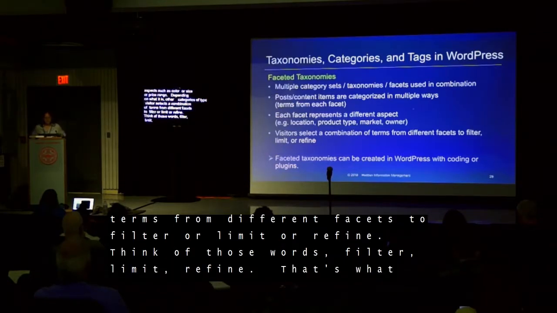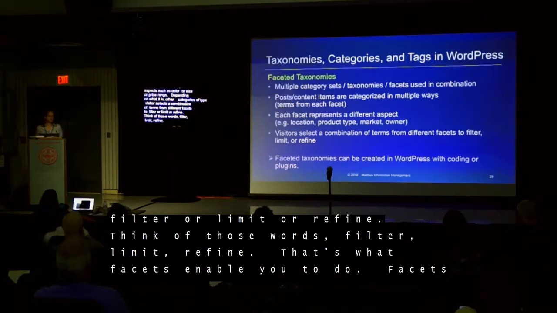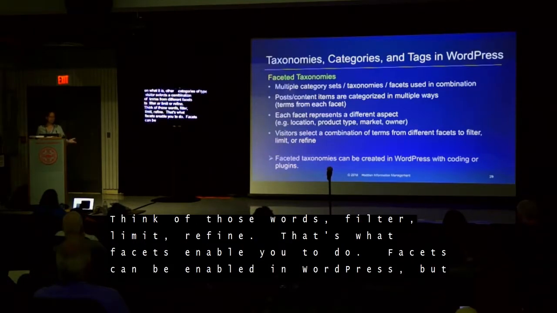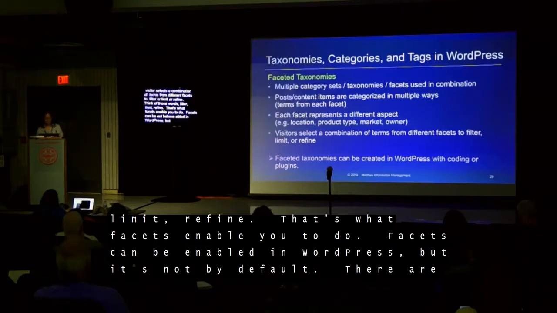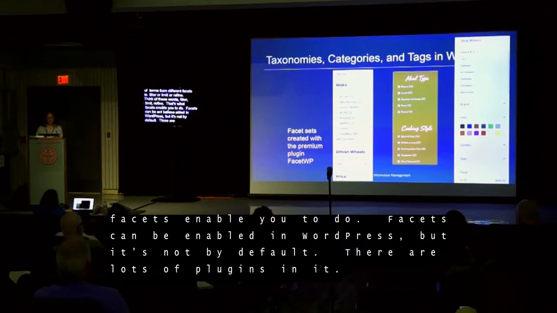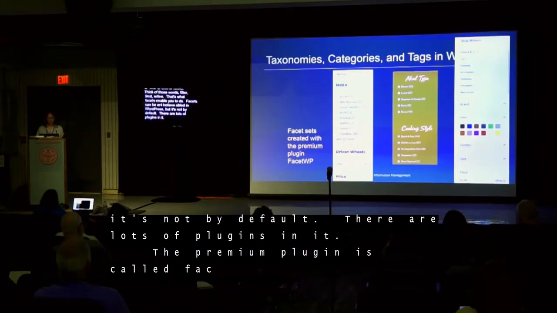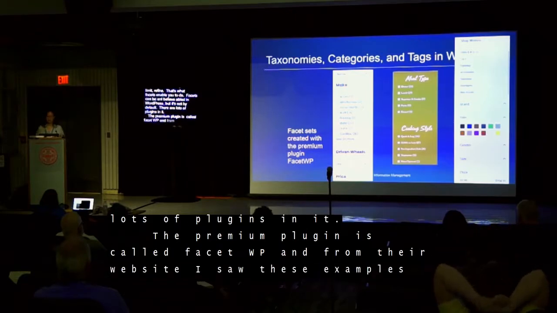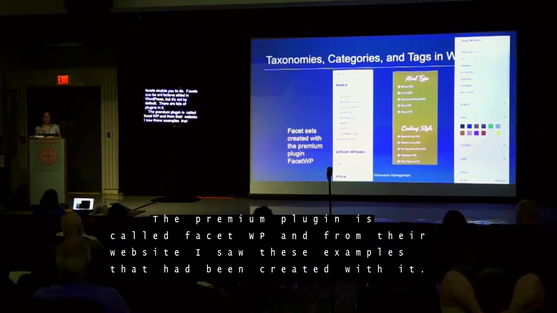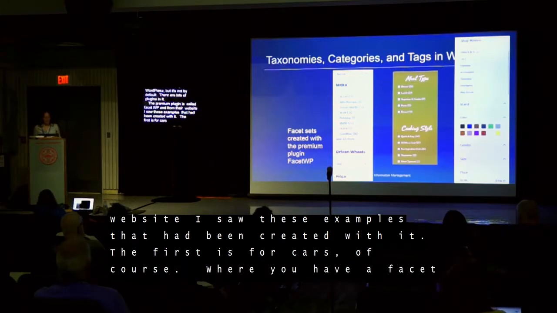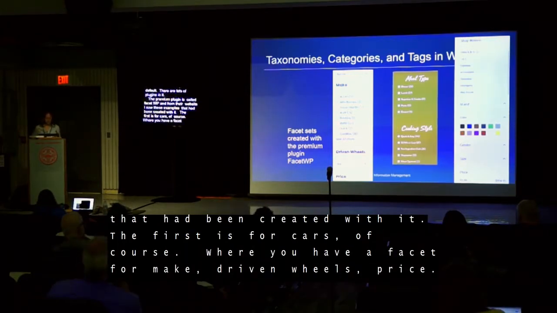Faceted taxonomies can be created in WordPress, but this is not something default. It can be done with developer coding, and there are lots of plugins for it. I thought I'd just show some examples here. One premium plugin is called FacetWP, and from their website I saw these examples that had been created with it. The first is for cars, of course, where you have a facet for make, driven wheels, price.